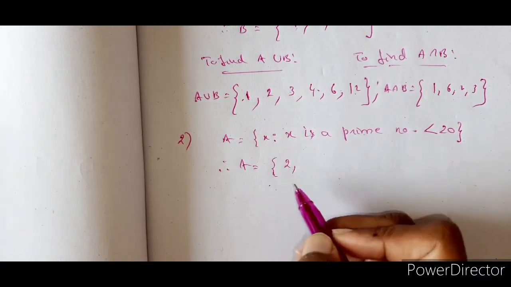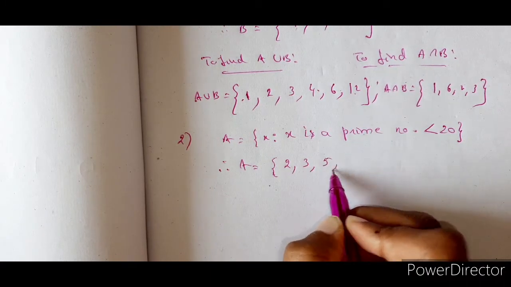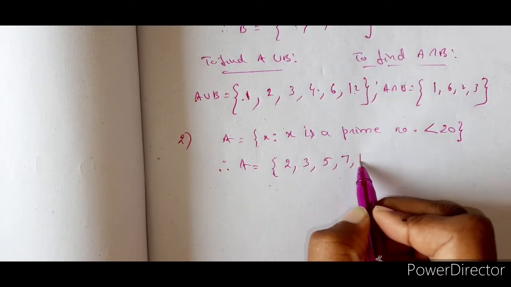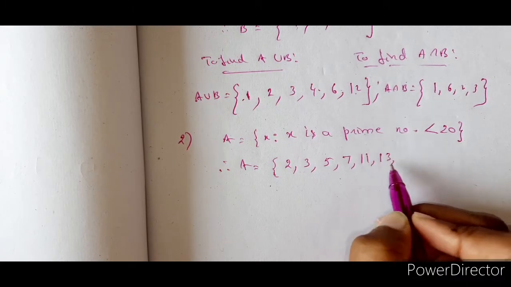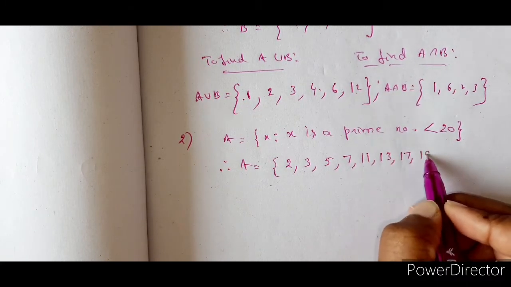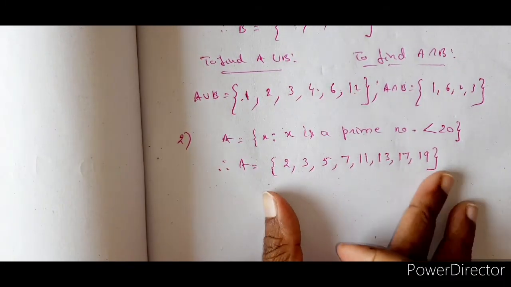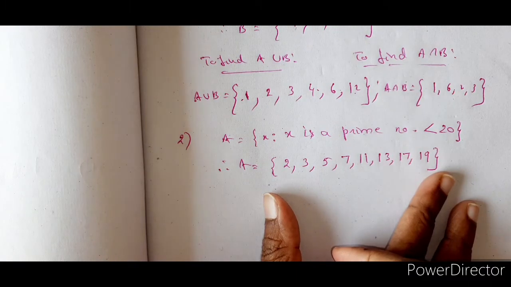No. 2 is the least prime number. 3 is a prime number. 5 is a prime number. 7 is a prime number. 11, 13, then 17, then 19. It is less than 20. So these are the elements.